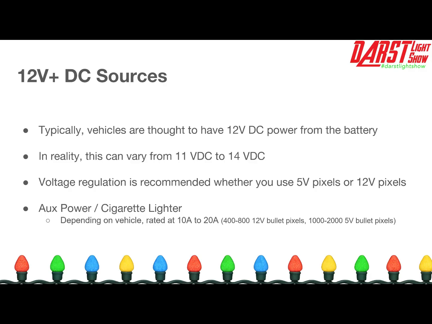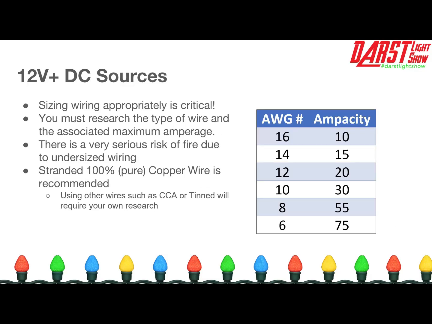So if you're keeping it simple and going off of an aux power or cigarette lighter, I don't know how many cars these days actually come with cigarette lighters. I think they're mostly called aux power now. Depending on the vehicle, these might be rated anywhere from 10 to 20 amps, which is going to give you, if you're using seeds or 5 volt bullets, anywhere in that 1,000 to 2,000 range, depending on what your circuit's rated at.